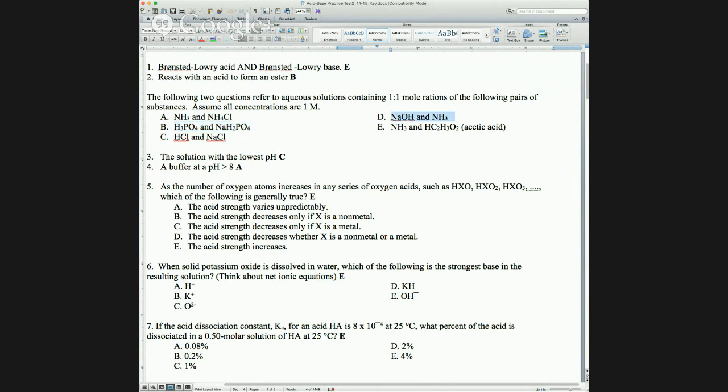And then we look at NaOH and NH3. You have a strong base and a weak base. Well, they're both basic. That's definitely going to give a lot of basic pH, and this is going to give a little bit more. So this is going to give you probably the highest pH.